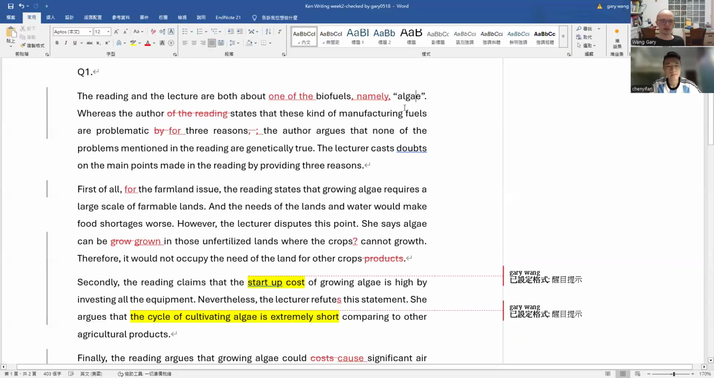Namely algae. Whereas the author, because you say author, so the author writes something, right? Because you have one reading and one lecture listening. So for the reading, you can just say author, and for the lecture listening, you can just say the lecturer. Actually, there will be no confusion between the two, right? So I think it's redundant to write "of the reading."